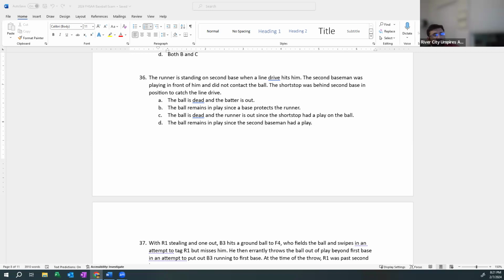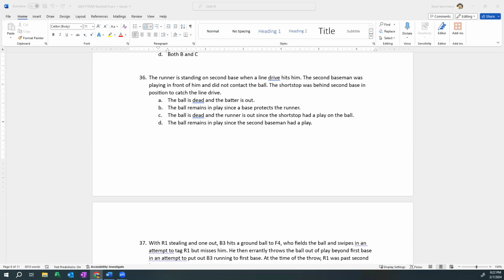That makes sense. Can I interject something, gentlemen? Yeah, absolutely. I'm with Jeremiah, and I'm going to tell you why, because I got it right on the test. The answer is the ball remains in place since the second baseman had a play. Once the first player in front of the runner makes an attempt on the ball, all bets are off. I don't care if he touches it or not. If he dives and just flat out misses it because he sucks, I'm not calling the runner out.